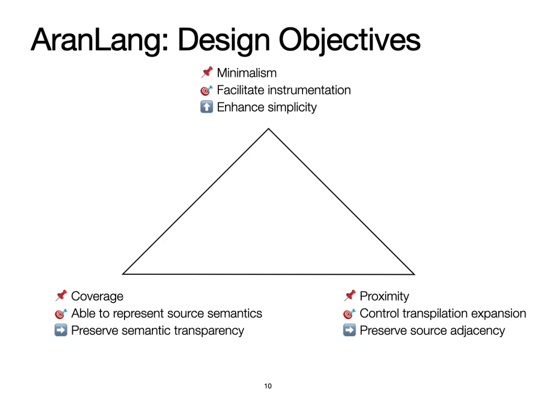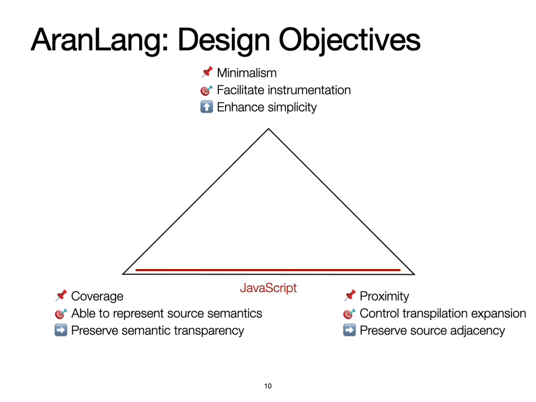Minimalism is the original motivation for introducing the variant. As it becomes simpler, it facilitates instrumentation, which simplifies the use of the analysis framework. Coverage evaluates how much of the source semantics can be expressed in the variant. Coverage is necessary to protect the transparency of the framework. And proximity is how much the transpiled program resembles its original version. Proximity is necessary to protect the source adjacency of the framework.